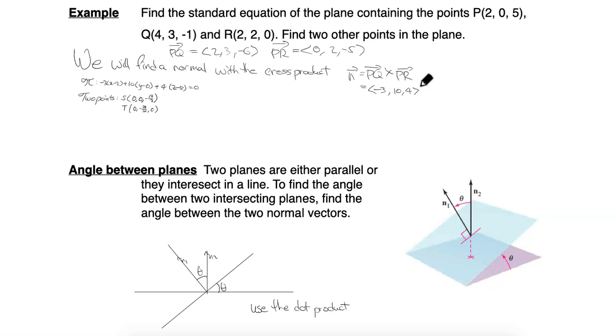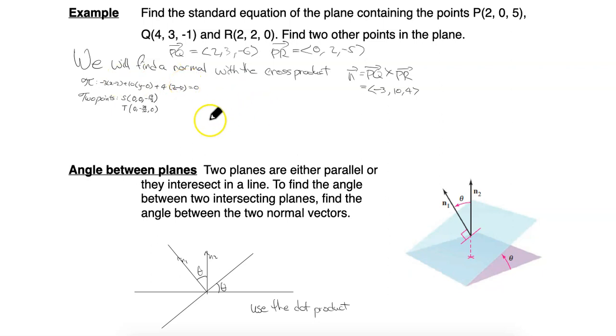And therefore, we have the standard equation of the plane immediately. Notice the negative 3, 10, and 4 show up here. And then we just need to pick one of the points. So we chose point P. So it's x minus 2, y minus 0, and z minus 5.